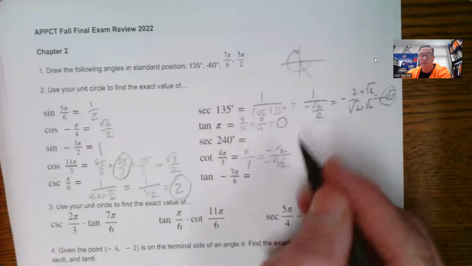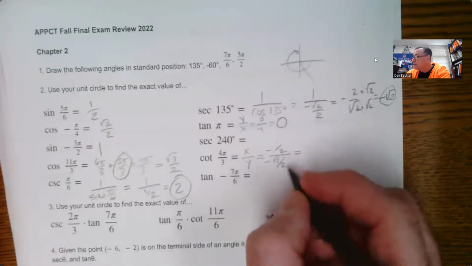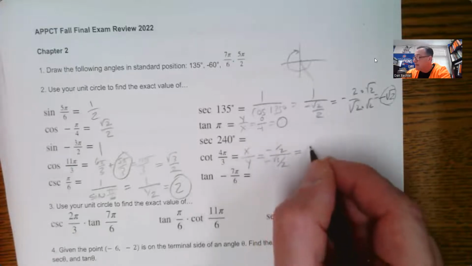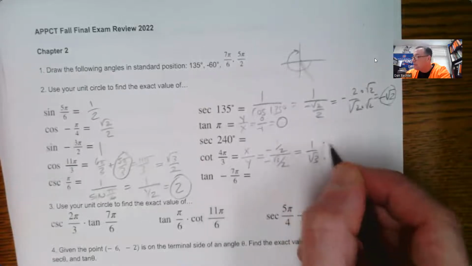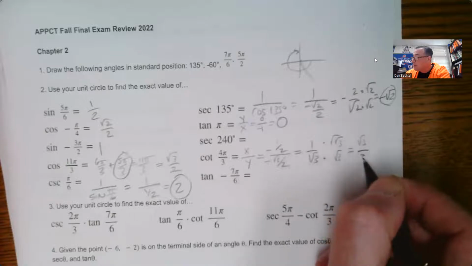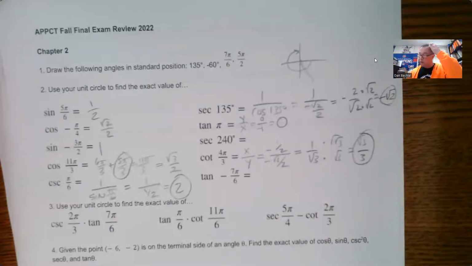If I screwed it up, then they're just flipped. We will be canceling out the negatives. And we will say that at the end of this, if I do the reciprocal of this, multiplied times that, I'm going to get 1 over the square root of 3, which we can't keep. So we'll multiply the top and the bottom by √3, and we will end up with square root of 3 on the top, 3 on the bottom, and that is our answer for the cotangent of 4 pi over 3.